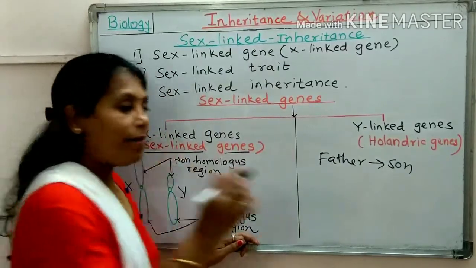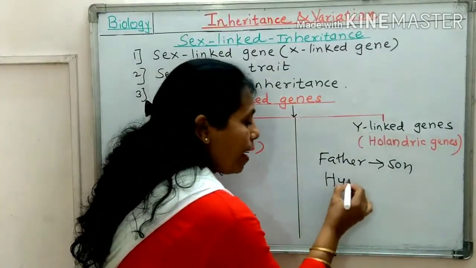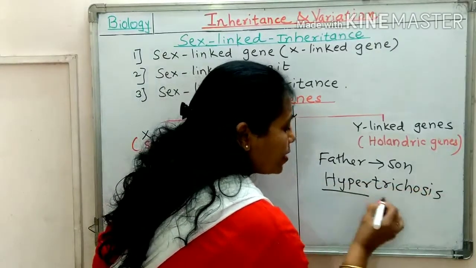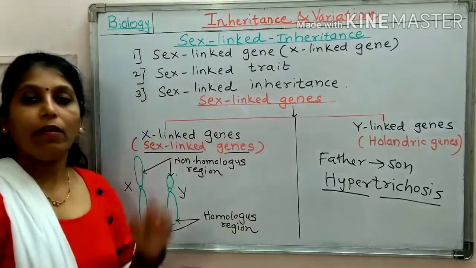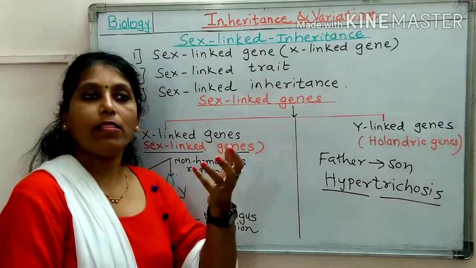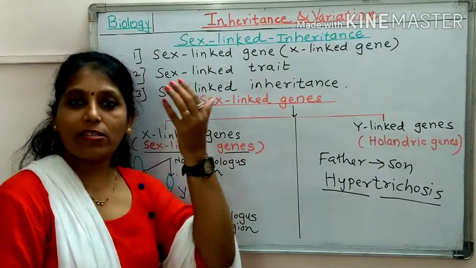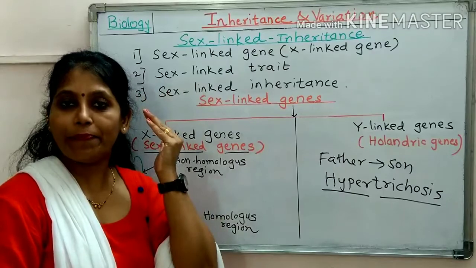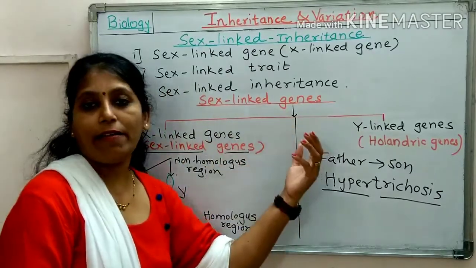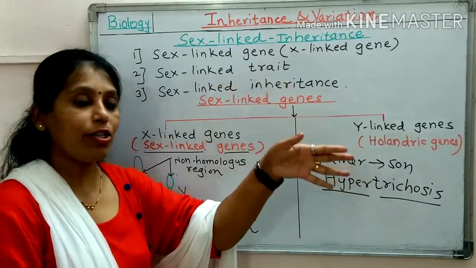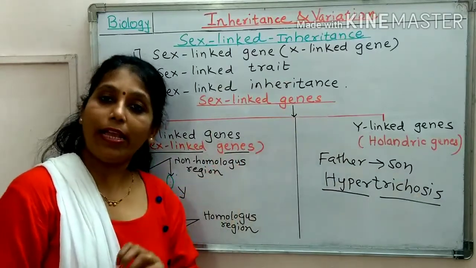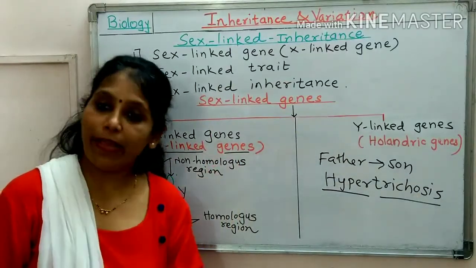The example of this is hypertrichosis. What is hypertrichosis? Hyper means more. Hairy pinna. It is the best example of a Y-linked gene. The gene which is responsible for extra growth of hair on the pinna is present only on the Y chromosome. So only the father can transmit that particular gene to his son, because the Y chromosome is present only in males. It is not present in females.